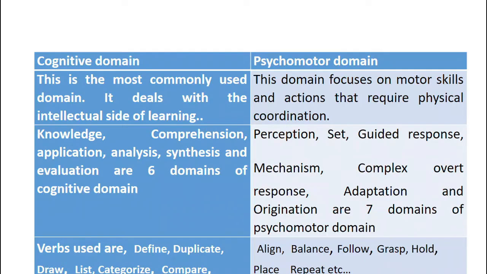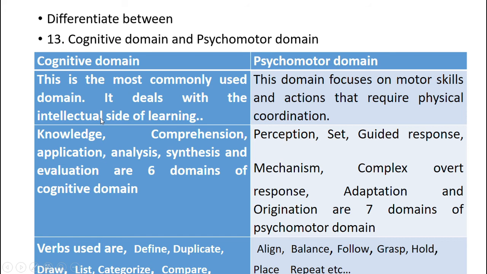Difference between psychomotor and cognitive domain. Cognitive is the most commonly used domain. It deals with the intellectual side of learning. Knowledge, comprehension, application, analysis, synthesis, and evaluation are the six levels of the cognitive domain. Verbs used are define, duplicate, draw, list, categorize, and compare.